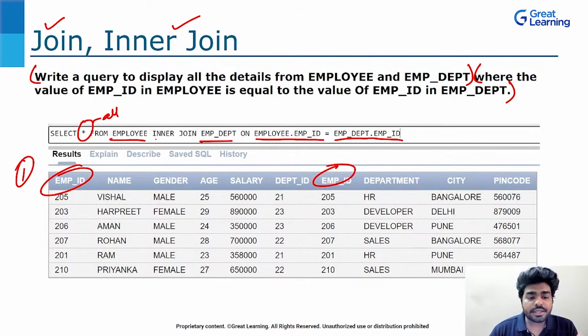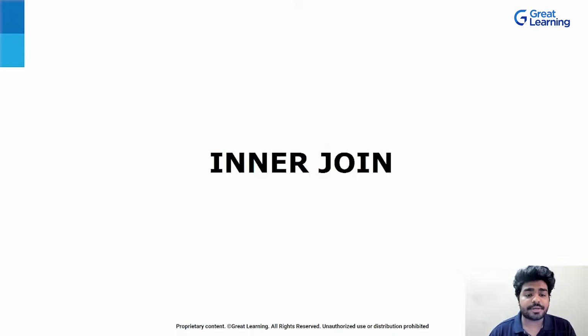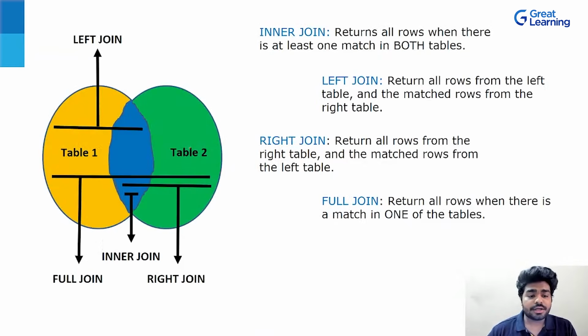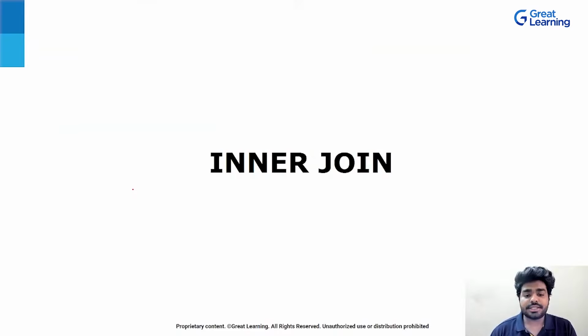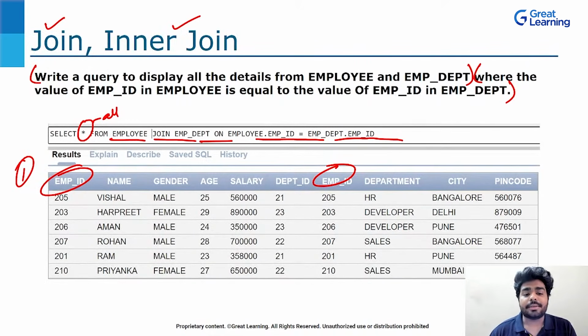So whenever you are using inner join, the common column from the two tables will come in twice. That means a duplicate column will come. So you can see employee ID is coming twice. The data is also the same. Only the common detail is coming. Do you remember this particular drawing? What is inner join? Only the common detail. You see, only the common detail is coming.